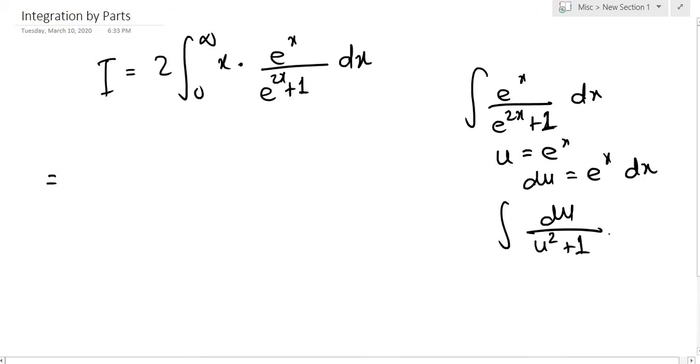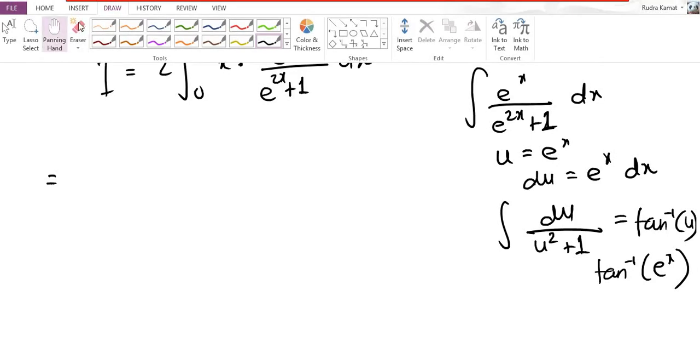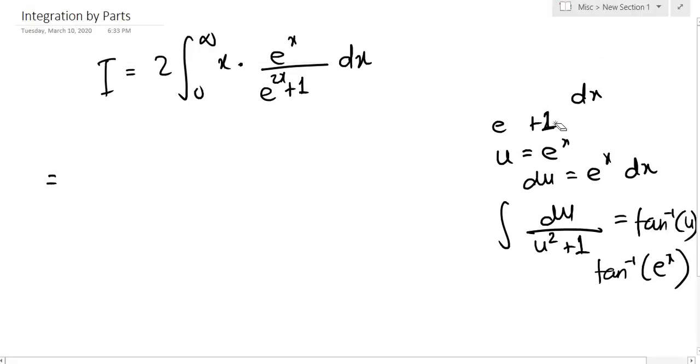u squared plus 1, right? Because e raised to x, the whole thing squared, is e raised to 2x. If you remember your formulas of integration, that's inverse tangent of u. And I'm ignoring the constant of integration for now because we don't need that in our integration by parts process. And what was u? It was e raised to x, so we get the inverse tangent of e raised to x, right? So let's keep this at the back of our heads as we preserve some space over here.